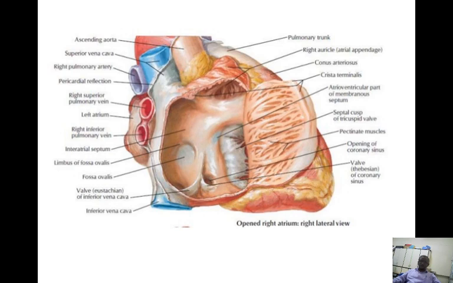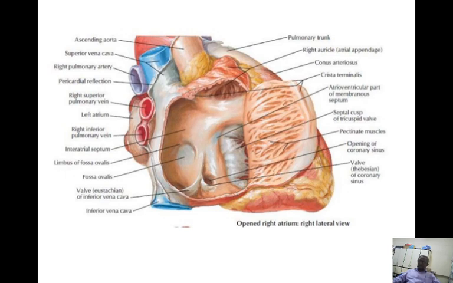Here we are seeing the opening of the coronary sinus, the opening of the inferior vena cava, and the opening of the atrium into the right ventricle, the atrioventricular opening. In between the opening of the inferior vena cava and the atrioventricular opening, which is guarded by the tricuspid valve here, we have the opening of the coronary sinus, and there is a valve in the lower aspect of this coronary sinus. We call it the Thebesian valve.